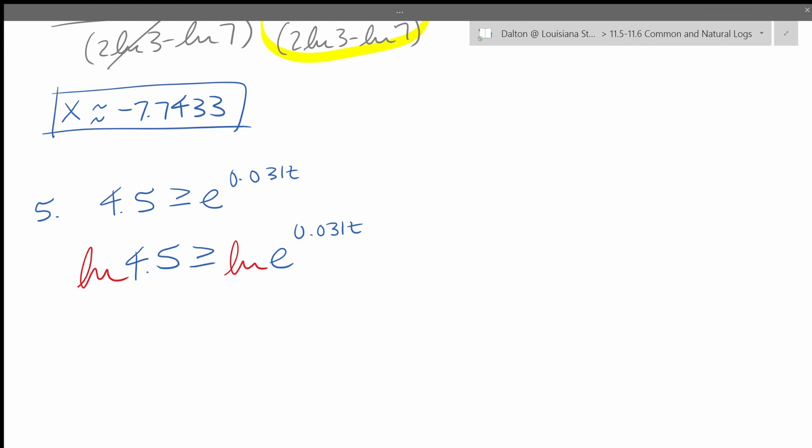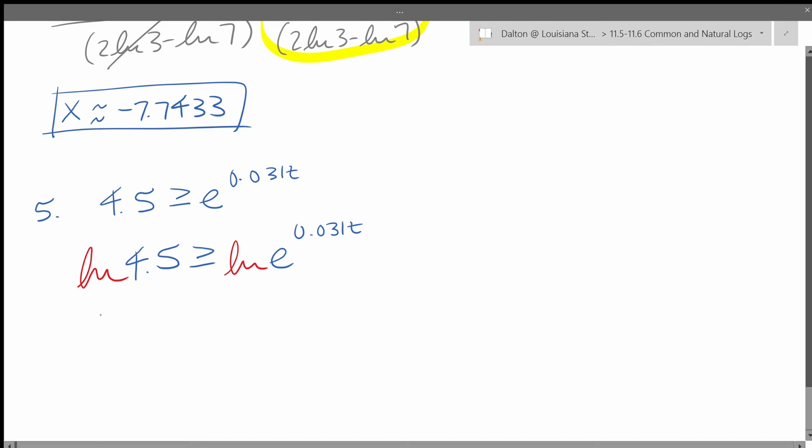Essentially, your natural log and your logs are the inverse operations of exponents. So when you solve an equation and you're trying to undo something, we do the inverse, right? If something's being multiplied and we want to undo it, we divide. If it's being added and we undo it, we subtract. So if I have something raised to an exponent and I want to undo it, I'm going to take the log or the natural log of both sides. So there's nothing to do on the left side, so I'm going to leave this part as the natural log of 4.5.